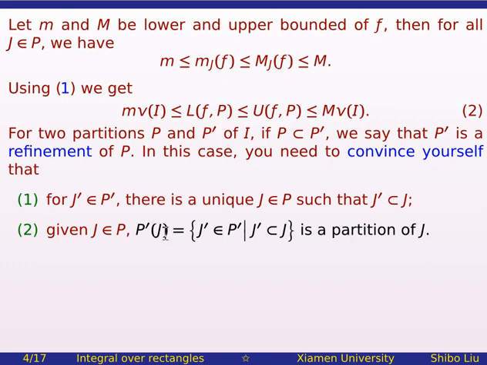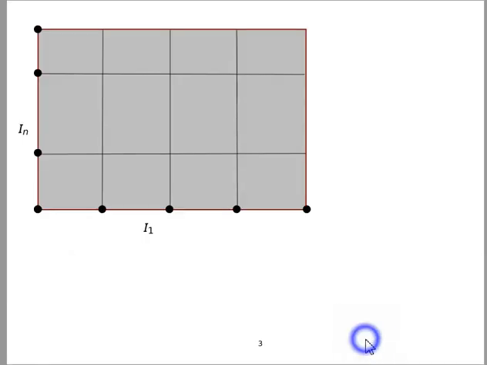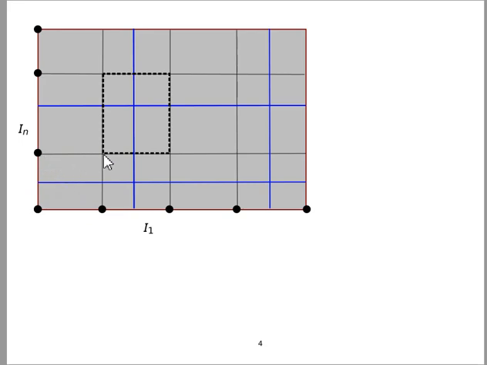P prime J is all the rectangles of P prime contained in J. Such rectangles form a partition of J. Go back to our picture. For example, we consider this is the partition P. The left lower corner, this rectangle, is divided into these two rectangles from P prime.